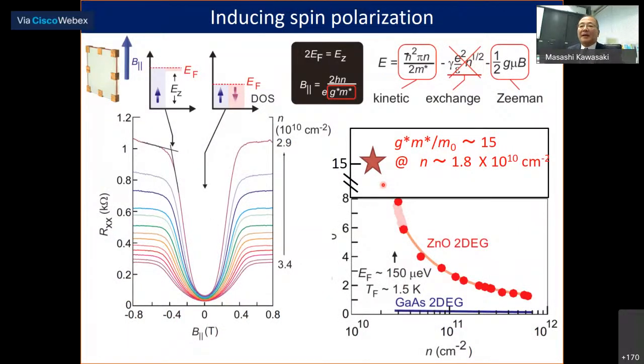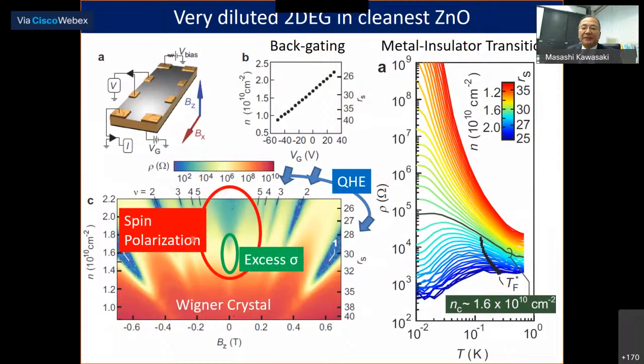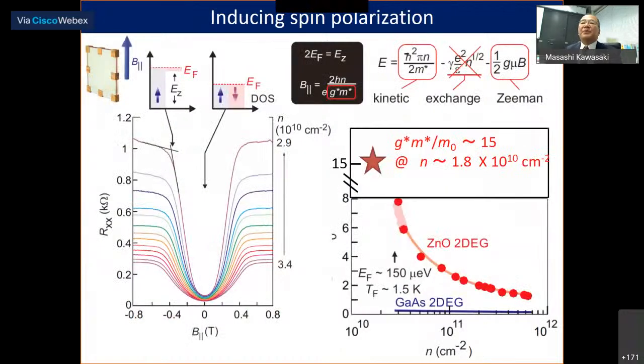First, let me tell you about the spin polarization. At relatively high charge carrier density, the system is metallic at low temperature. What happens if you apply a magnetic field in plane? Meaning, if you apply an out-of-plane magnetic field, you end up with the quantum Hall effect.